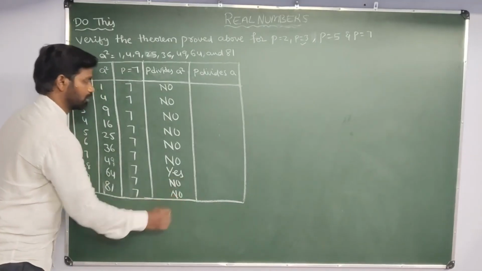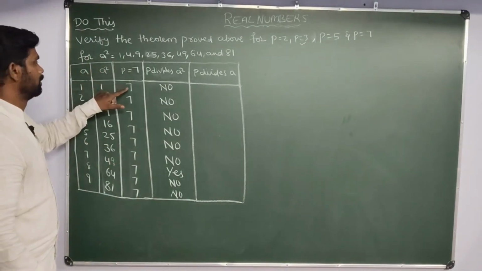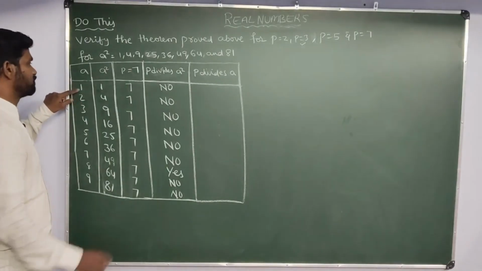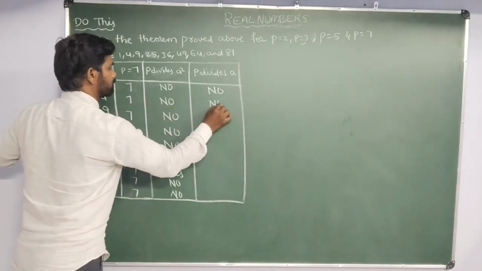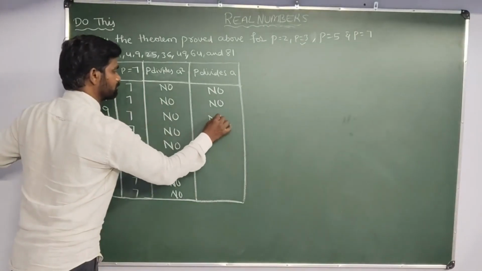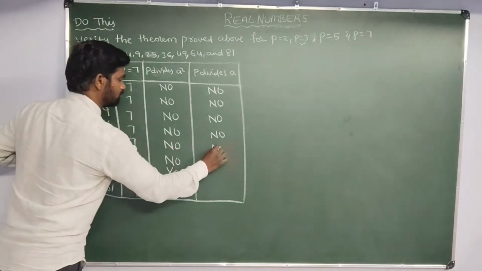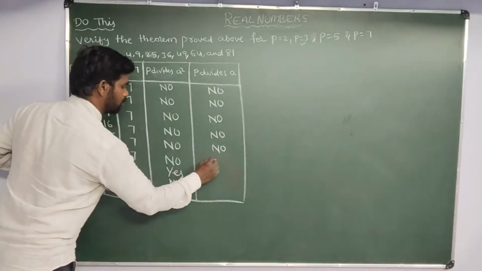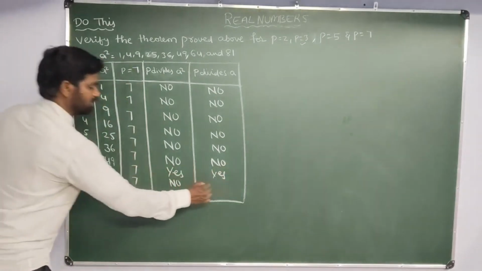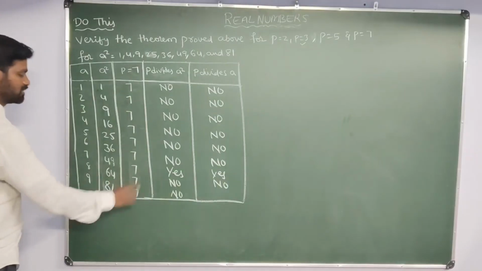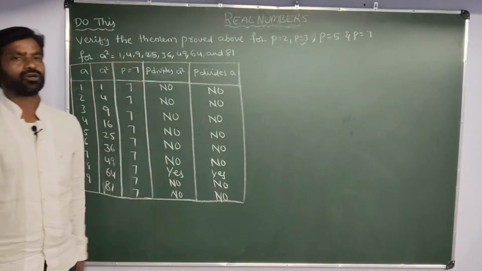In the same way, does P divide A or not? So what is the P value? 7. What is the A value? 1. Is 1 divided by 7? No. Is 2 divided by 7? No. Is 3 divided by 7? No. Is 4 divided by 7? No. Is 5 divided by 7? No. Is 6 divided by 7? No. Is 7 divided by 7? Yes, 7 divided by 7. Is 8 divided by 7? No. Is 9 divided by 7? No. So this is the verification table for P is equal to 7.